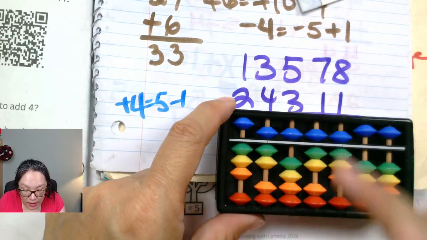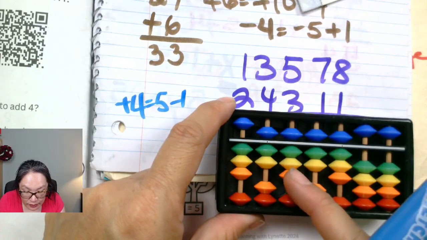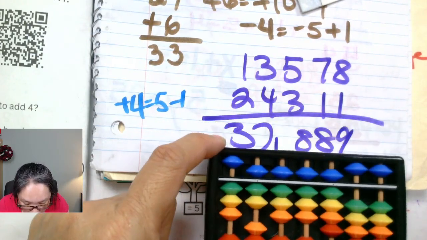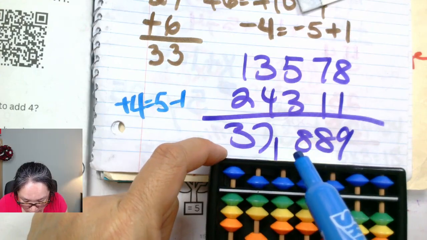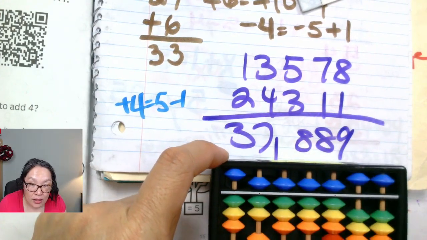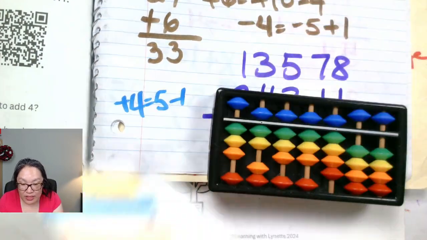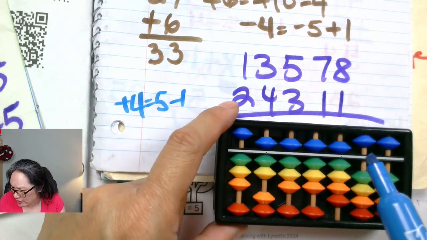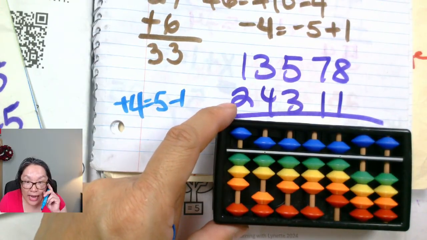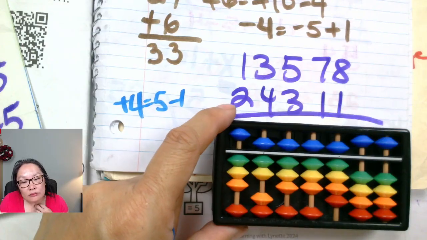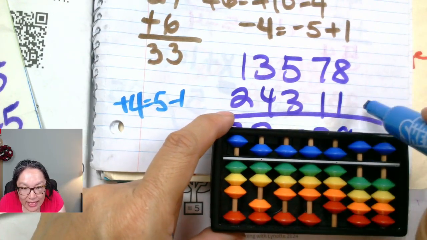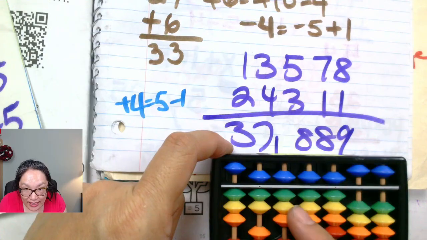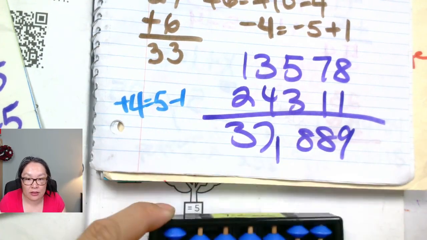So then the next one is add the 3. I have a 5. I want to add the 3. I have 7. I have 1 and add 1. So my final answer is 37,889. So what did we just do? We just did a plus 5 formula within a 5-digit abacus. So this is where now it becomes scalable. We don't need to say, let's make this a 10 and move it down. Does that make sense?